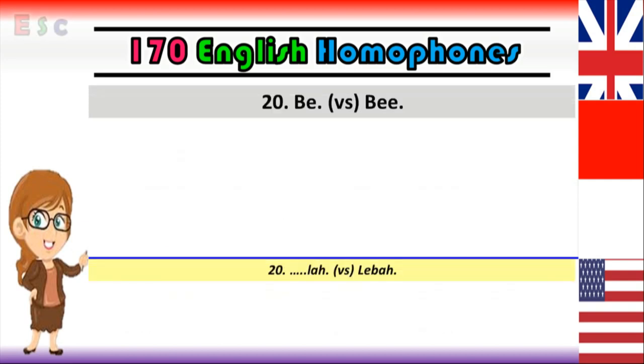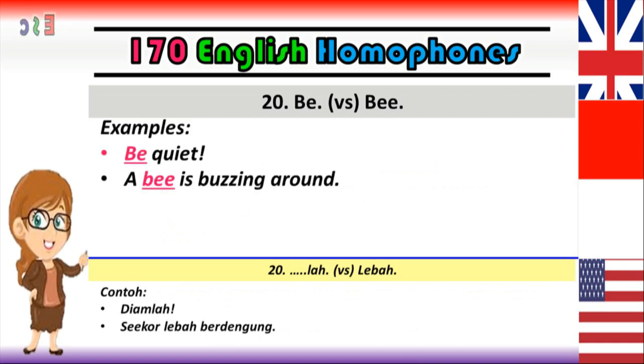20. Be versus bee. Examples. Be quiet. A bee is buzzing around.